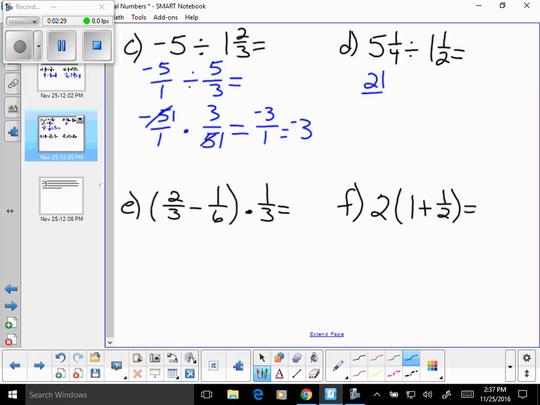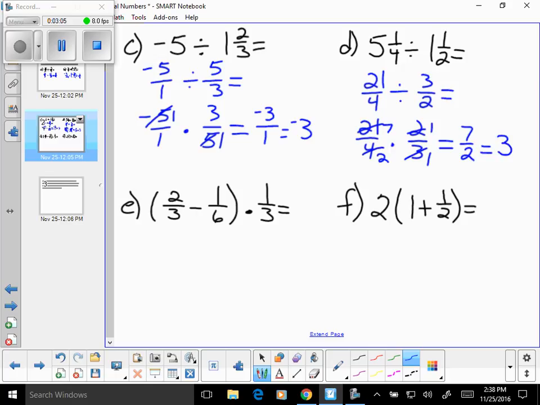Okay, changing them to improper fractions, I have 21/4 divided by 3/2. 21/4 times 2/3. Now again, if you can go to the 2/3, fine, you don't have to, but if you can, that's okay. Now I look for reducing, and 4 and 2 also reduce. What I actually have here is 7/2 times 1/1. Well, 1/1 is 1, so I'm going to get 7/2 and then change that to the mixed number of 3 and 1/2.